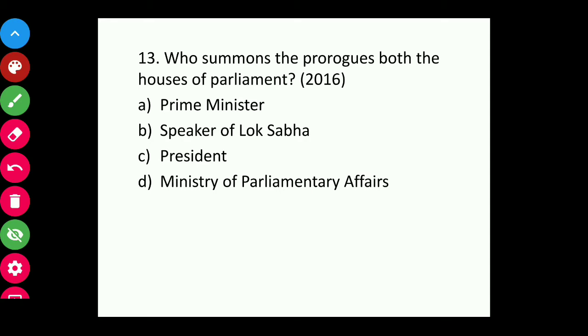Number 13. Who summons and prorogues both the Houses of the Parliament? A, Prime Minister, B, Speaker of Lok Sabha, C, President, D, Ministry of Parliamentary Affairs. So the answer is C, President. The President summons and prorogues both the Houses of the Parliament.